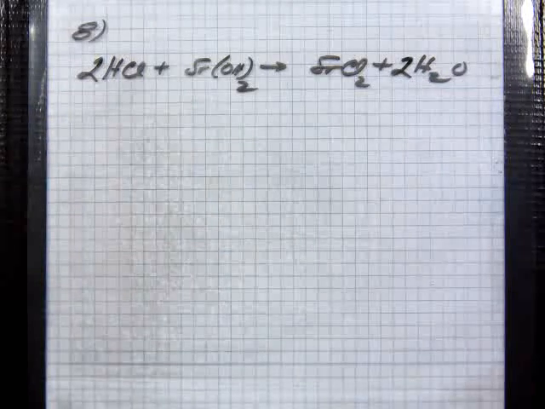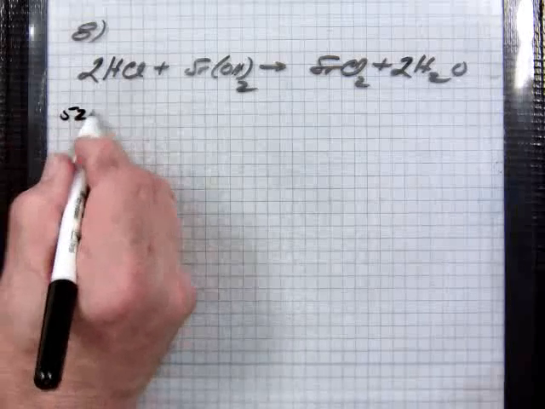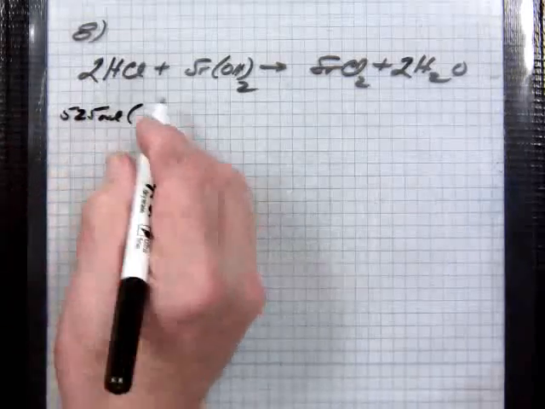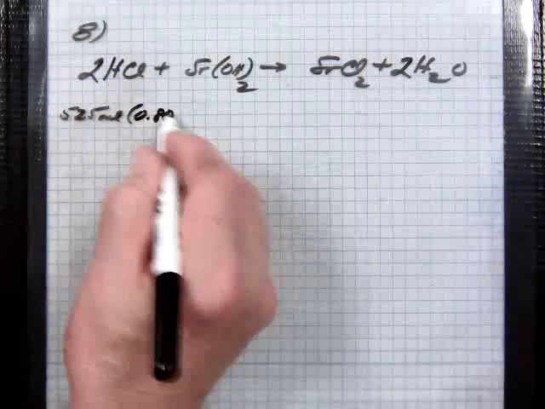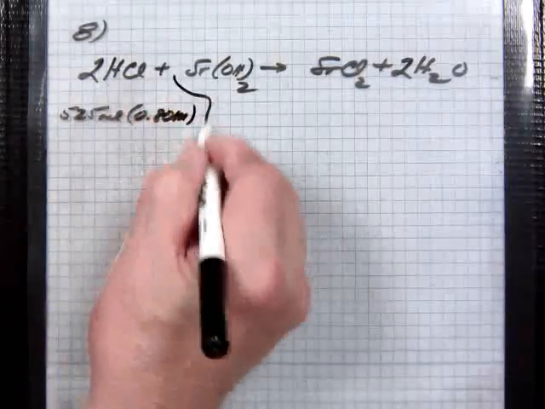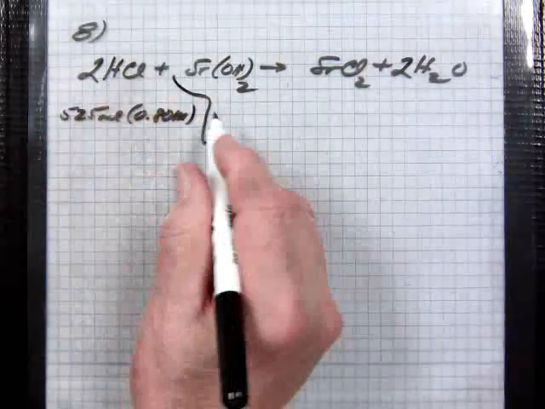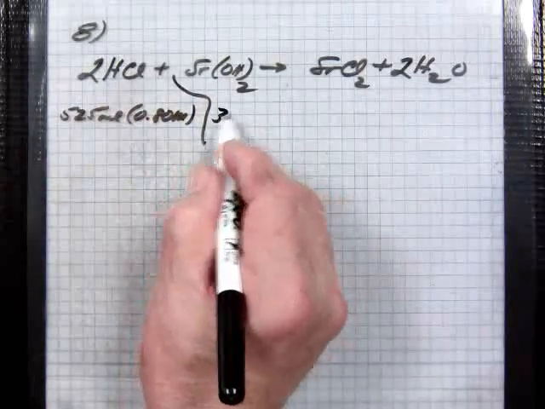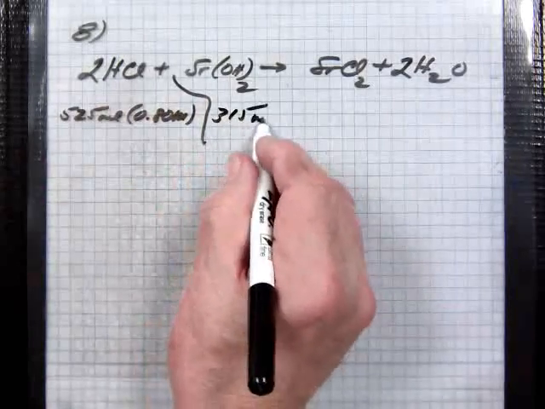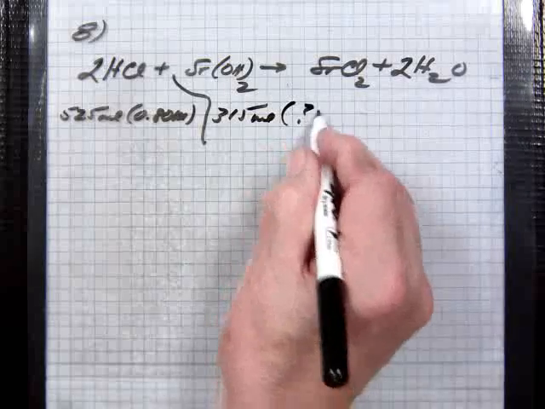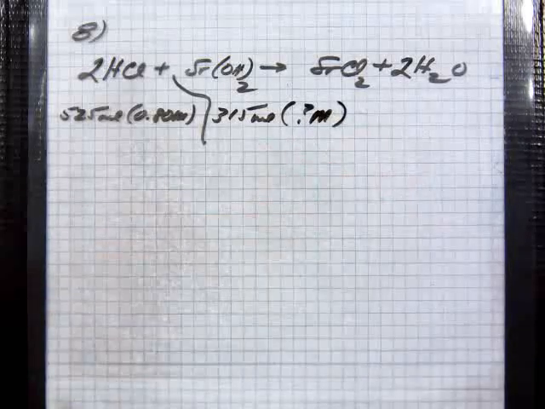Okay. Now, in the data that's given, we have 525 milliliters of a 0.80 molar hydrochloric acid, and then we're mixing that with 315 milliliters of an unknown molarity of strontium hydroxide, which is what we're looking for.